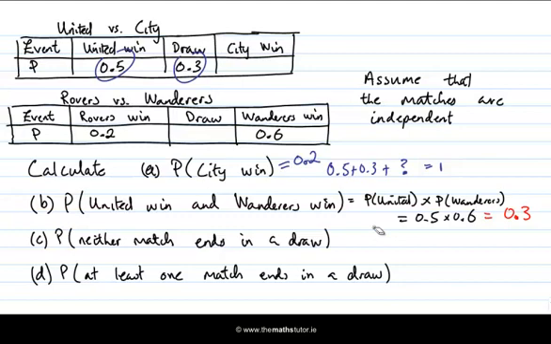Okay, now what about the probability that neither match ends in a draw? What do we want to do here? We want to break this up into events for each match. We want to describe this overall event, that neither match ends in a draw, in terms of each individual match. Neither match ending in a draw is the same as saying that United City is not a draw, and Rovers Wanderers is not a draw.